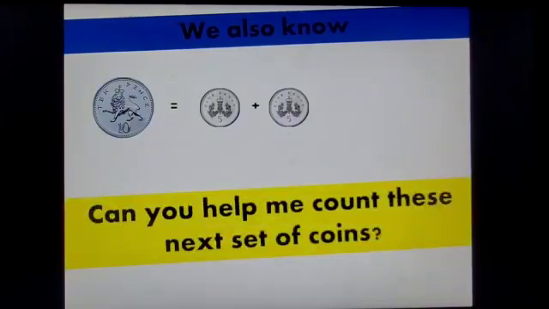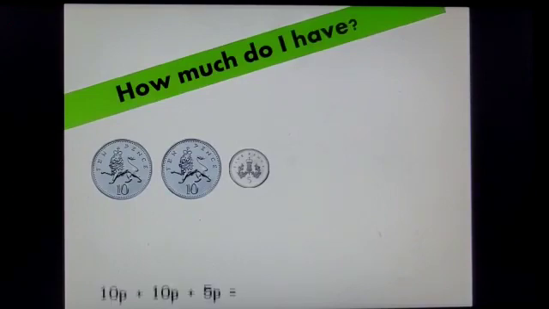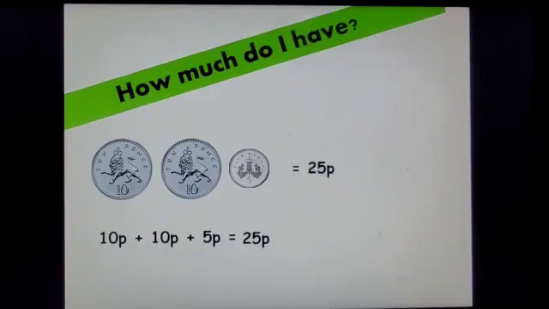Can you help me count these next set of coins? So how much do I have? I have 2 lots of 10 pences and 1 5 pence. Well, I know 10 add 10 is 20, add 5 more will give me 25. And we say it as 25 pence.